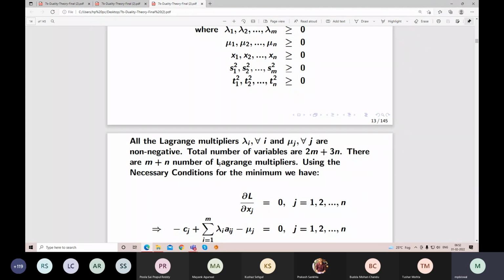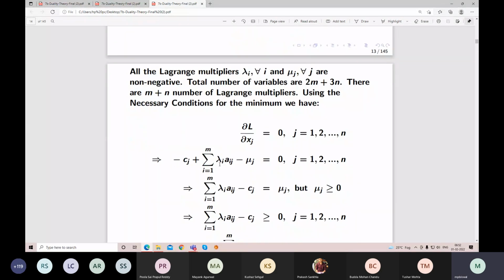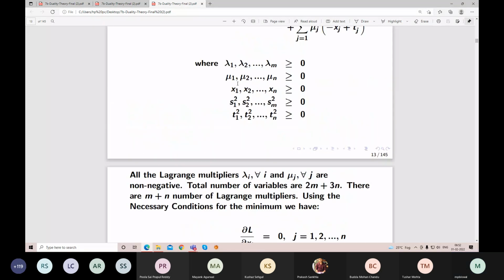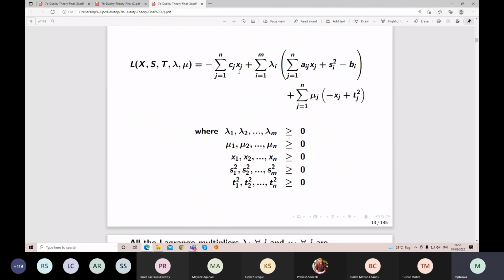The necessary condition for the minimum says that for the Lagrange function L, we have to take partial derivatives with respect to xj, with respect to tj, with respect to lambda I, with respect to si, and one more. So with respect to xj, with respect to lambda I, with respect to si, so 3, with respect to mu j, say 4, and with respect to tj, so 5. So we have 5 equations.